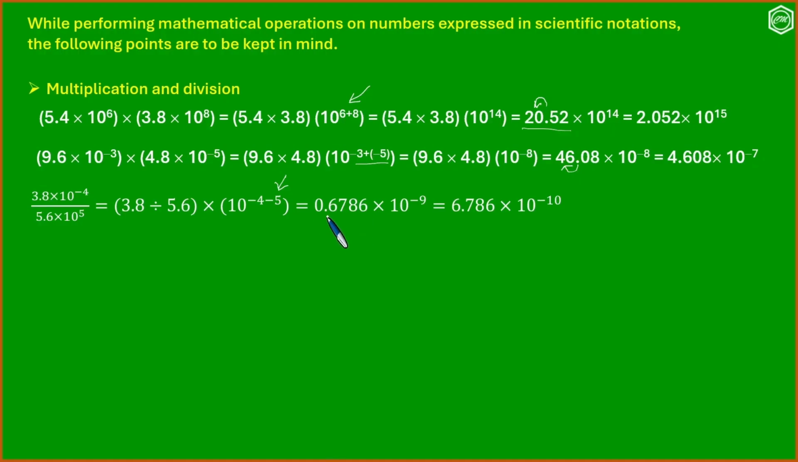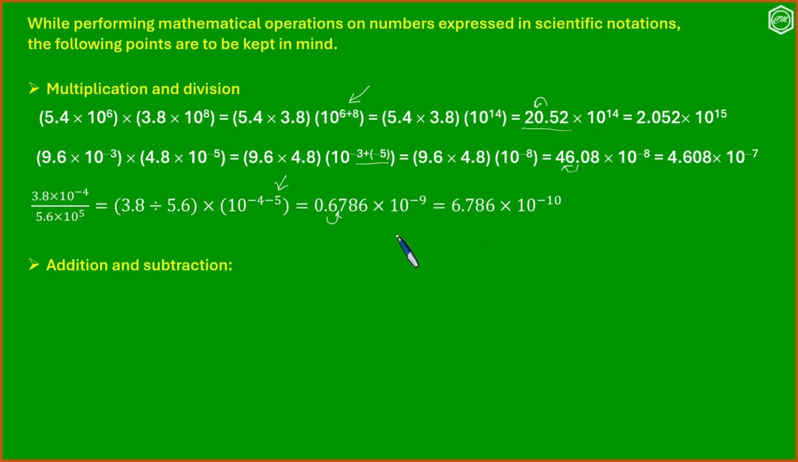0.6786. Now we have to move the decimal one place towards right. The digit term will be 6.786 and the exponent decreases by 1. So minus 9 minus 1, that is minus 10.